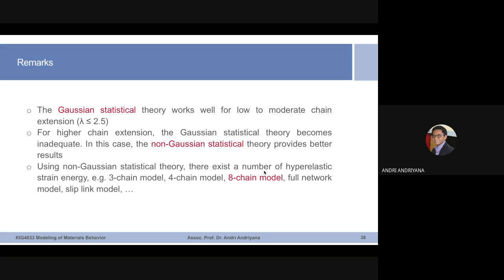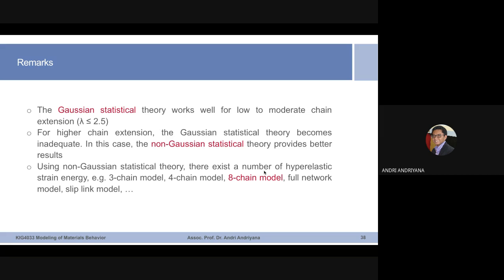For higher chain extensions, I see there are questions, I will go back to the questions in the chat box. For higher chain extensions, the Gaussian statistical theory becomes inadequate. So if you deal with, for instance, applications where the rubber components are subjected to a large amount of stretching, then you need something else. You need a better theory to describe the characteristic. So in this case, you need non-Gaussian statistical theory.